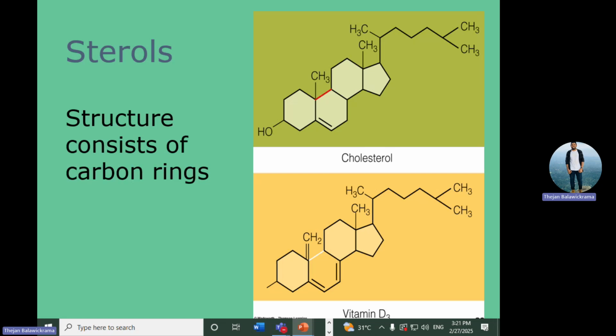Another one, sterols. In sterols, we have a carbon ring. What do you mean by carbon ring? Not just a straight chain of carbon. A ring structure, right? You can see several hexagon structures here, in cholesterol and vitamin D3. Hexagon structures are there, double bonds are there. Sterols are like this.